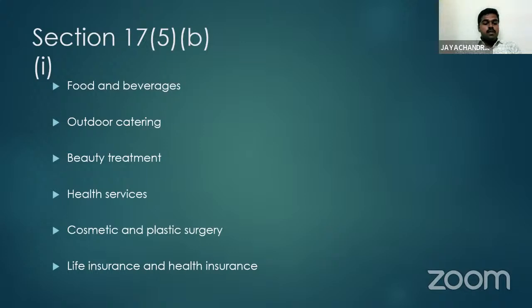Next is class B of this Section 17, sub-section 5: food and beverages. Say employees or the CEO or chairman, whoever, frequently go out of station, they will have food and beverages outside, and wherever they go, they will give the GST number. Whether you can avail the ITC on that.